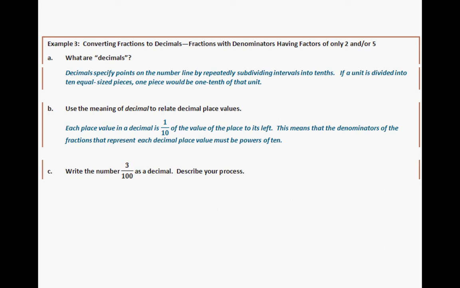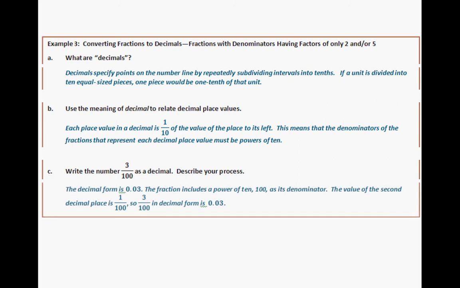So write the number 3 hundredths, or 3 over 100, as a decimal and describe your process. So we're going to take the decimal form, which is 0.03, and the fraction includes a power of 10. That would be 100 as its denominator. So the value of the second decimal place is 1/100th. So that means 3 100ths in decimal form is 0.03.